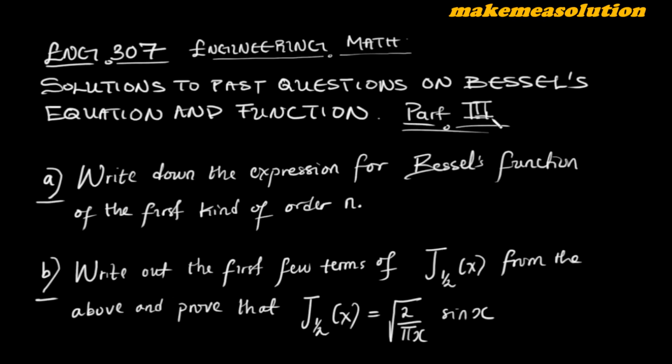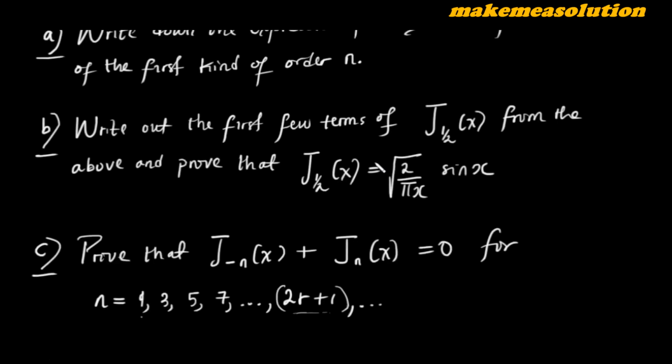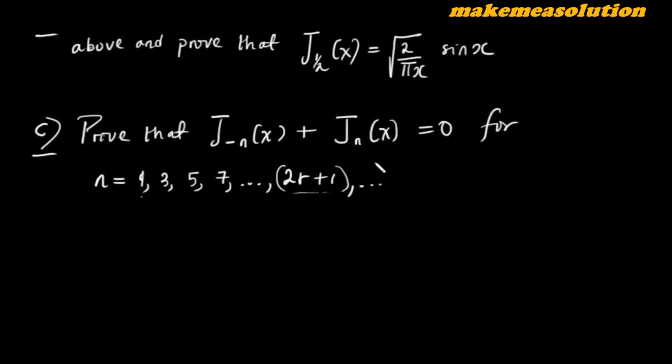So far we have solved the first part, which was to write the expression for Bessel's function of the first kind of order n. We've solved the second part, which was quite lengthy due to explanation: to write the first few terms of J_{1/2}(x), and to prove that J_{1/2}(x) is equal to root 2 over πx times sin x. And finally we are coming to the last one, which is to prove that J_{-n}(x) + J_n(x) equals 0 for odd values of n.